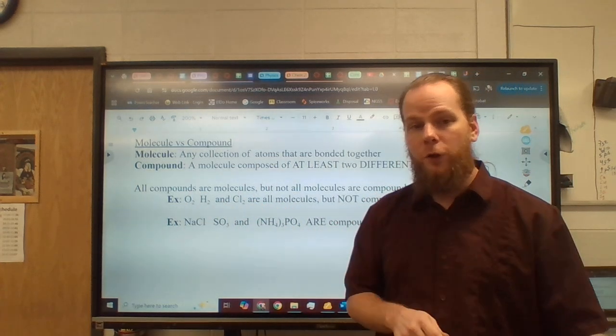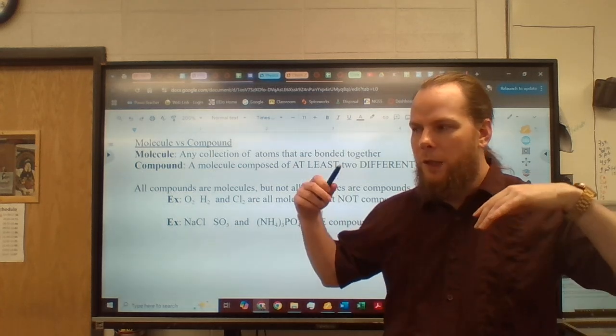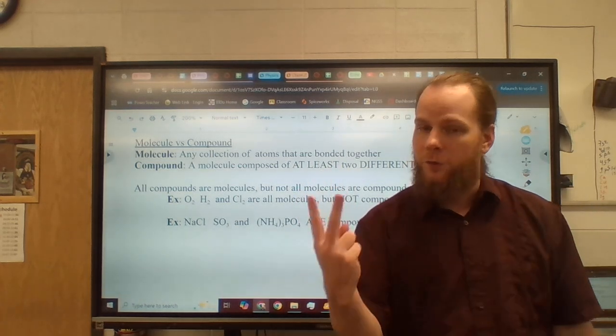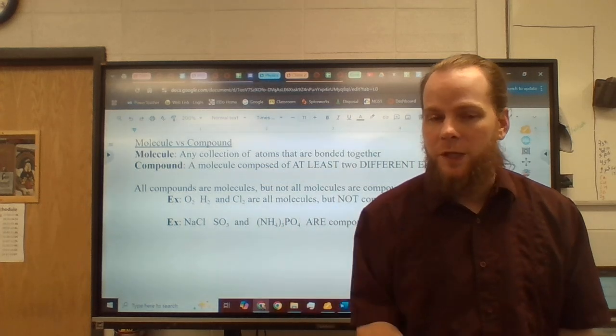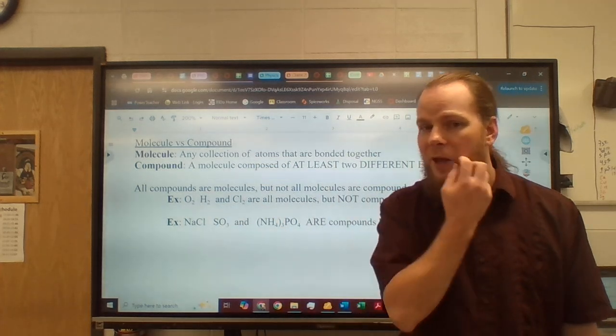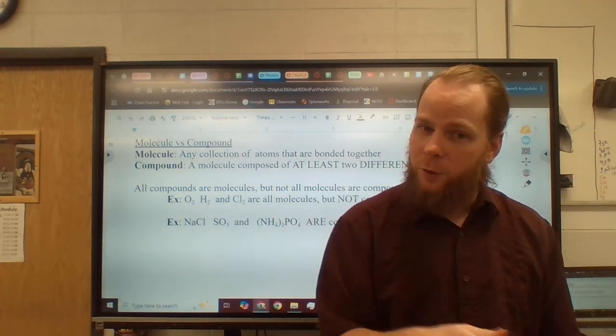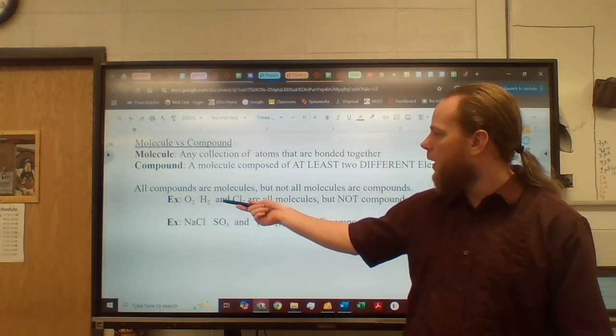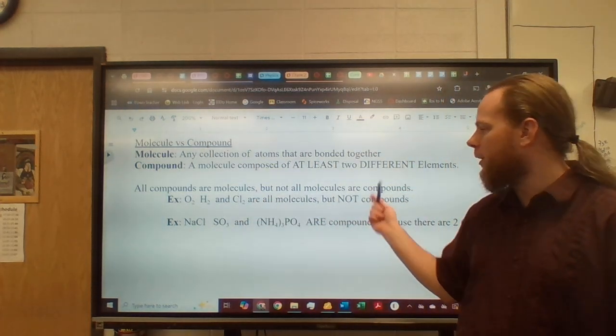All compounds are going to be molecules because if it's a compound, it has to have 2 different elements. That means, by definition, there are 2 atoms, at least 1 of each element. So that is a molecule. But just because it's a molecule doesn't make it a compound. So all compounds are molecules, but not all molecules are compounds.